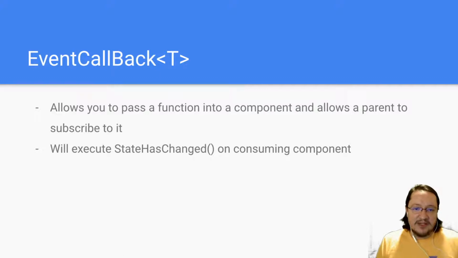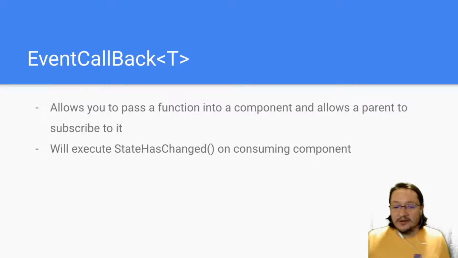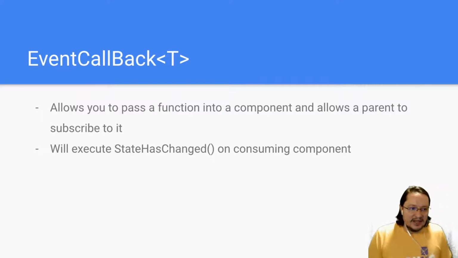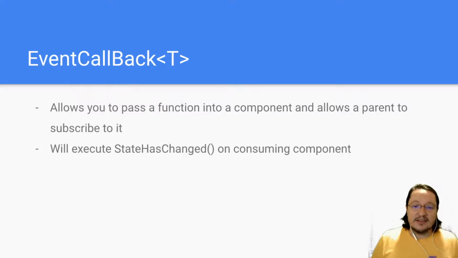The big thing with the event callback is this is going to be us passing a function into a component from the parent. And after that function gets invoked, we want to make sure that the parent knows that some state has changed. The way we accomplish this is by using the event callback. It'll automatically execute the state has changed on the parent. And as we get in here, you'll see that that's going to be really important when it comes down to us making our own components that we want to be reusable.